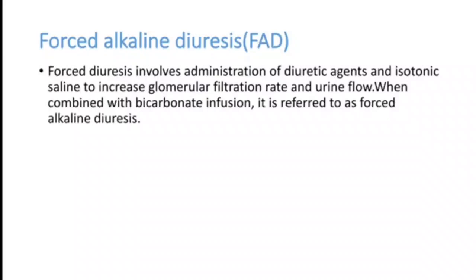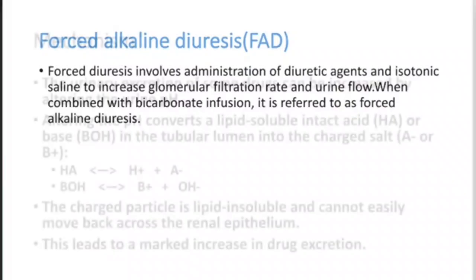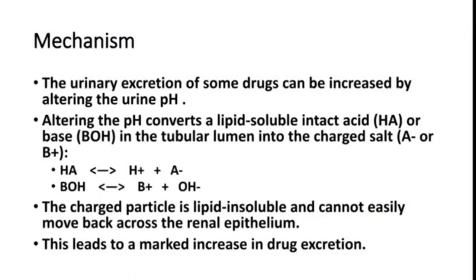This is done in many patients who had taken a toxic dose of certain drugs. So we'll see what is forced diuresis, forced alkaline diuresis, and one more term, forced acid diuresis. The mechanism of forced alkaline diuresis is that the urinary excretion of some of the drugs can be increased by altering the urine pH, whether it is acidic or alkaline. So some of the drugs which are more acidic can be removed by making the urine pH alkaline.